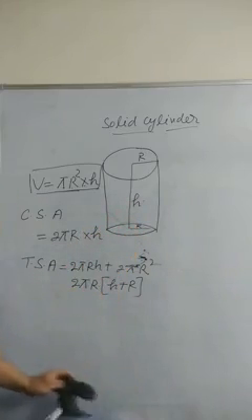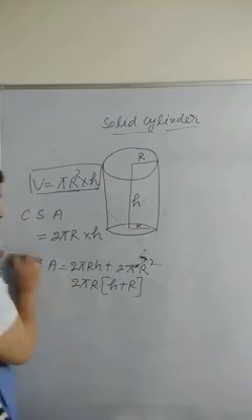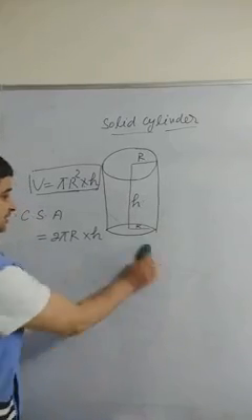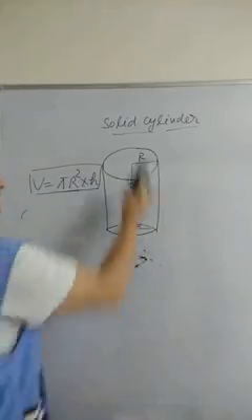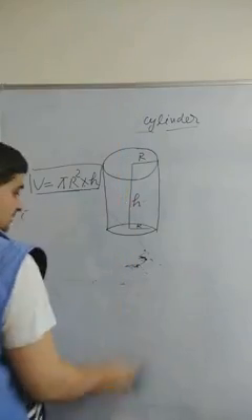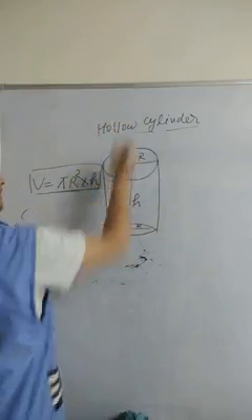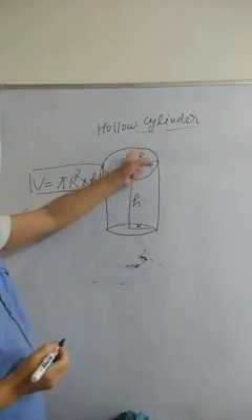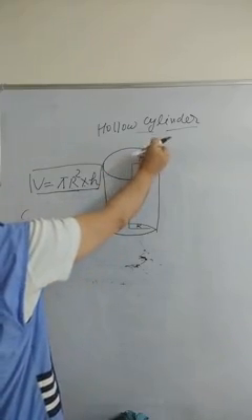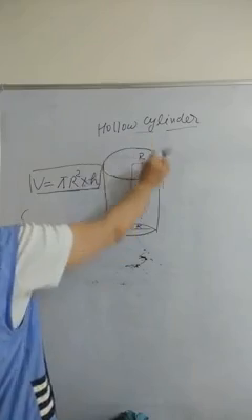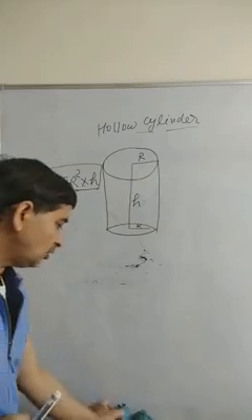Now let's take another type of cylinder, which is hollow and has negligible thickness. This is a hollow cylinder without any thickness. Let's assume, as I told before, that the thickness is negligible, meaning the material of which this cylinder is made has negligible thickness. It's just like hollow.